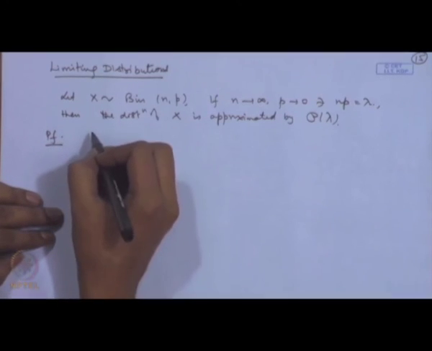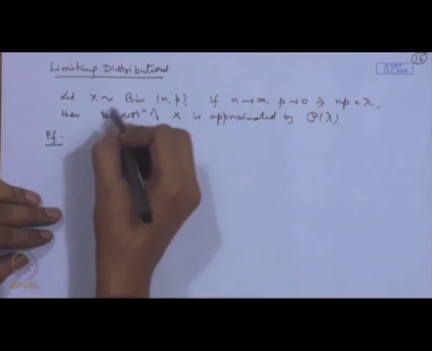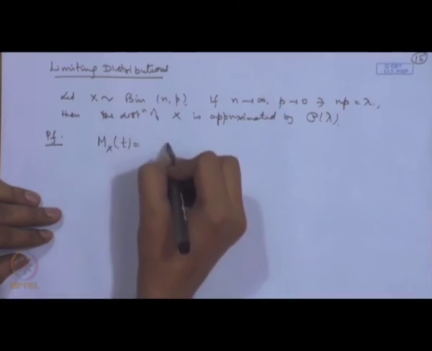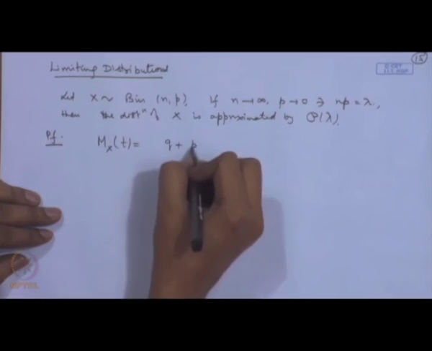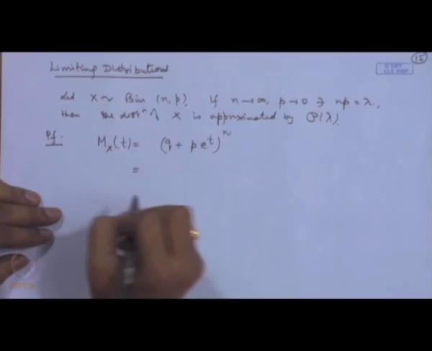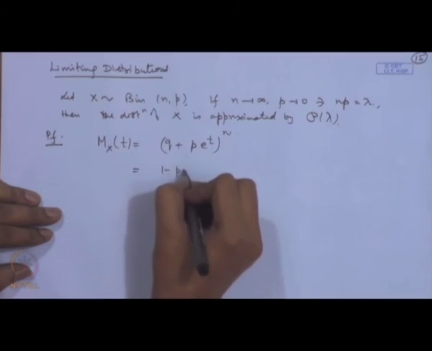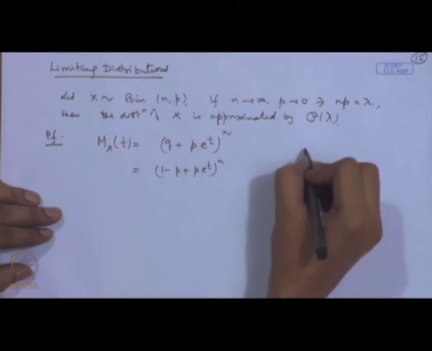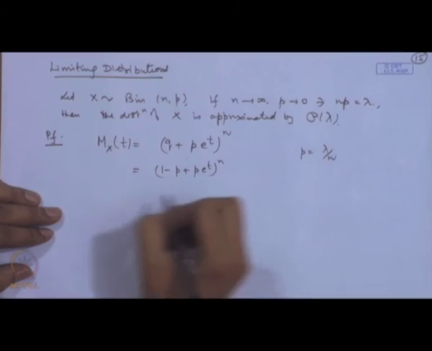If we consider the distribution of x that is binomial n p, let me consider the moment generating function. It is equal to (q plus p e to the power t) whole to the power n. This we write as (1 minus p plus p e to the power t) whole to the power n. You have n p is equal to lambda, so we can write p is equal to lambda by n.